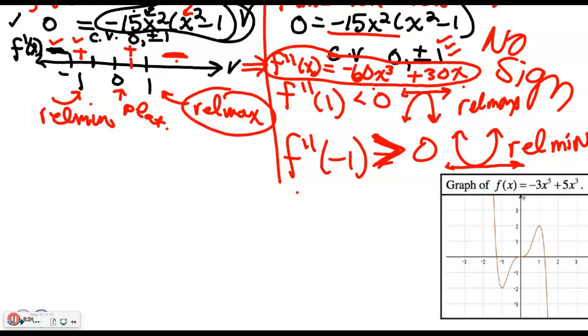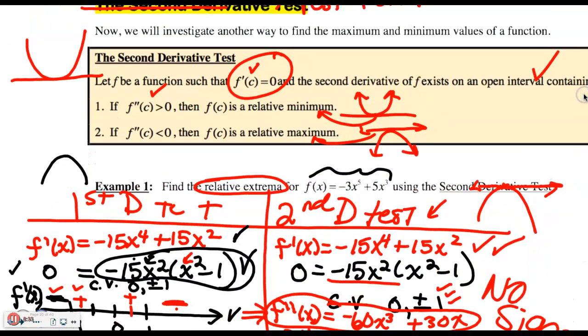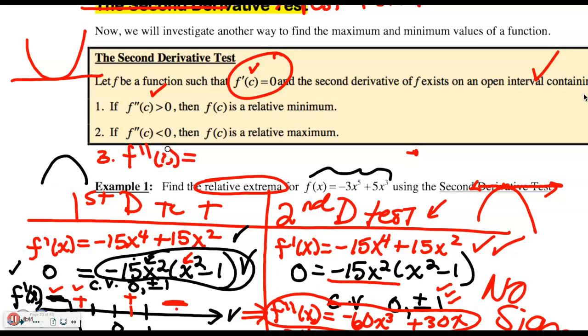The last one up is 0, and when I put 0 into the second derivative, I get 0 out. If you go back up to the actual test, does it say anything about equaling 0? And it's no, so I'm going to have you answer that one. If the second derivative at the critical value equals 0, this test is inconclusive.